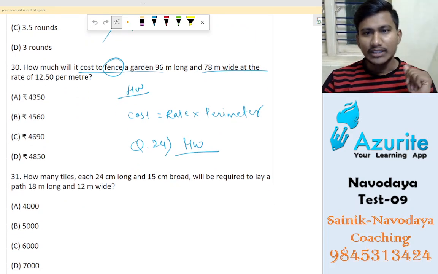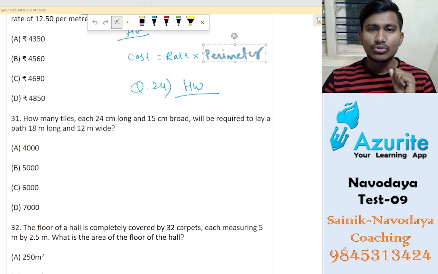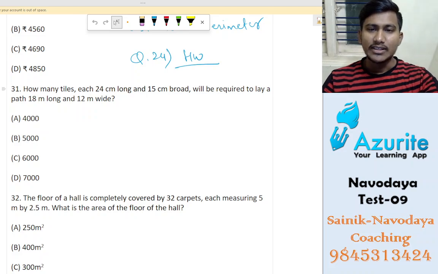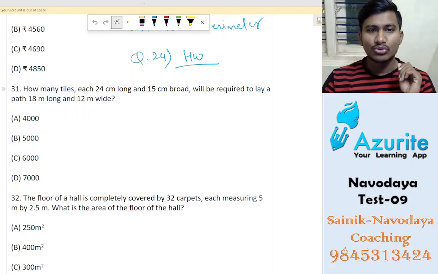Okay. So till 30 questions we had to find the perimeter and then multiply. Now from 31 we have to find the areas. What we have to find? We have to find the areas. So here if you see, what is the question here? That is, how many tiles? You may have seen tiles in your room. So it is the same thing.